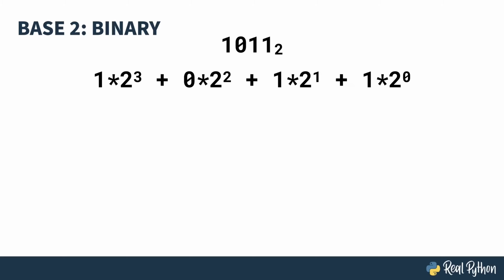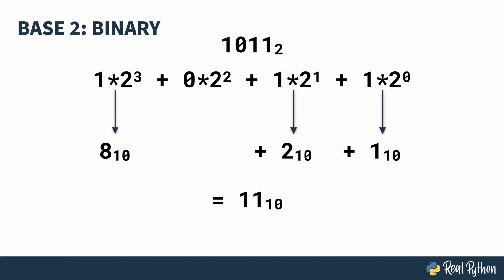Back to those switches, that on and off stuff, binary numbers, or base 2. Just like base 10 or base n, each digit is a power, in this case of 2. The number 1011 in binary is 1 times 2 cubed plus 0 times 2 squared, still 0, plus 1 times 2, plus 1 times 2 to the 0. This gives you 8 plus 2 plus 1 in base 10, for a total of 11 in base 10.